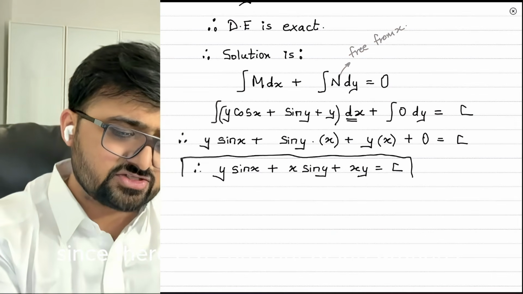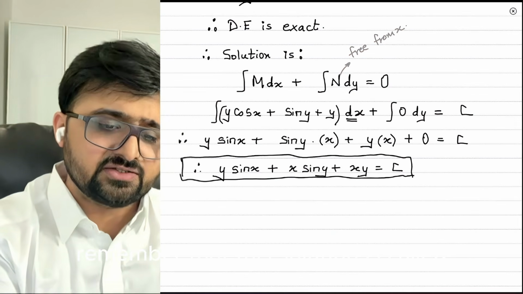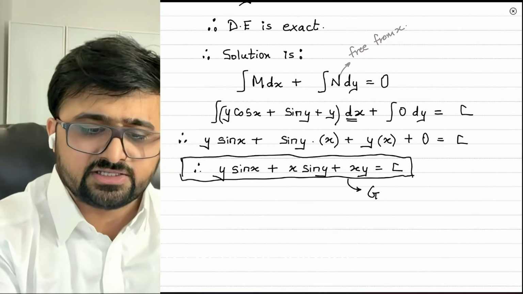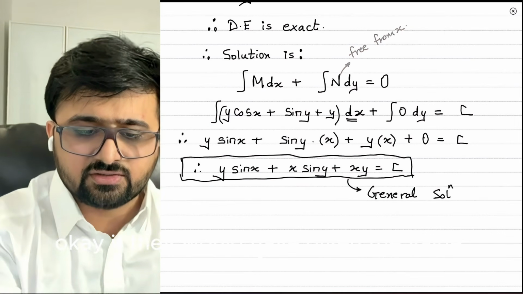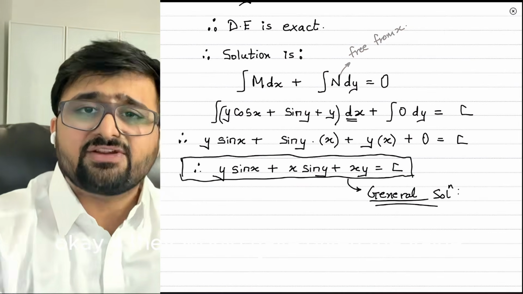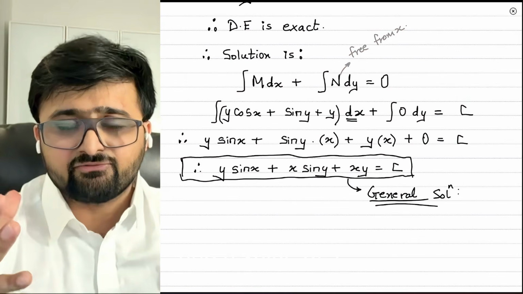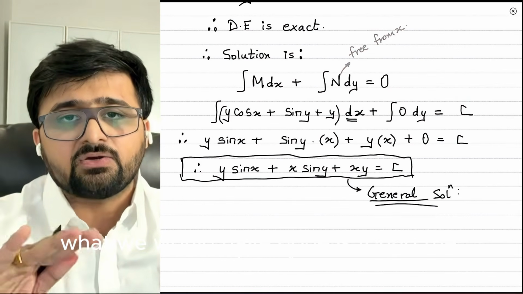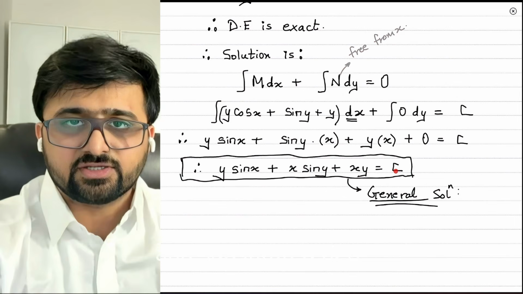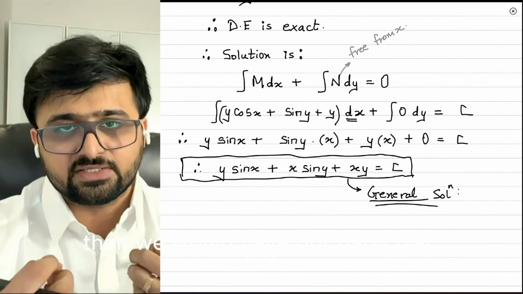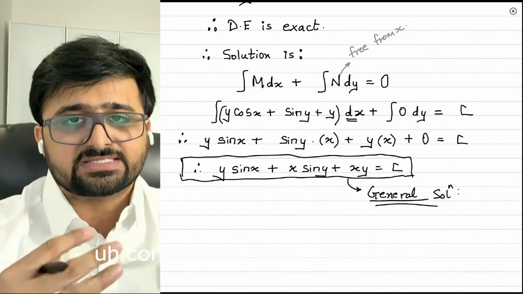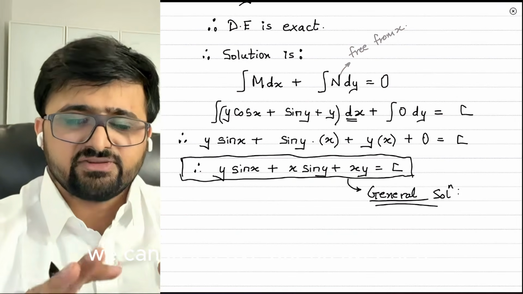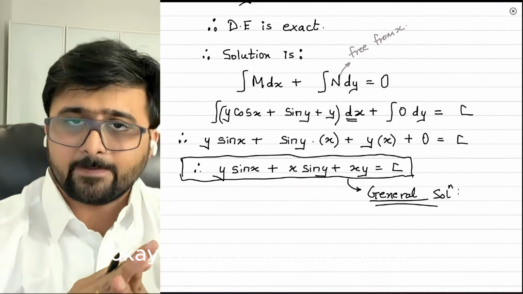Since there is a constant of integration c, remember that this solution is called the general solution. If they would have given the value of x and a value of y, what we would have done is found the value of c and substituted it here. Then we would have got a particular solution. But since they have not given any condition or values of x and y in order to find the value of c, we can just leave our answer here. I hope that makes sense.